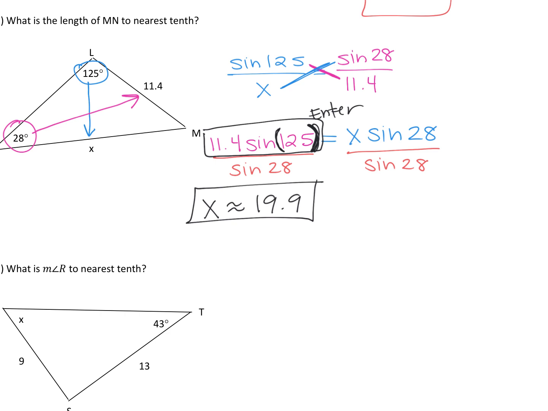Okay, so your other option, if you don't want to plug it all in as one big thing, then just do 11.4 times sine 125, enter, and that'll give you some funky decimal. Then go divided by sine 28, enter, and you should get the exact same thing we did. Okay? Questions on that? Okay.